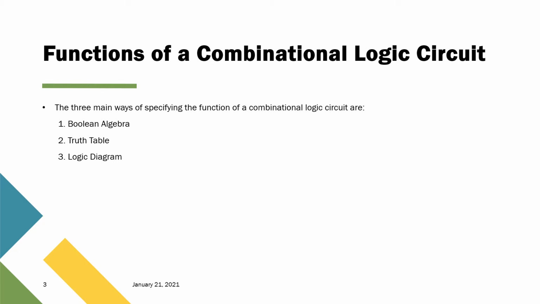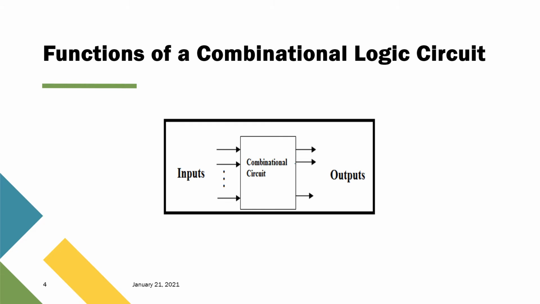Number three, logic diagram. This is a graphical representation of a logic circuit that shows the wiring and connections of each individual logic gate. In precise, a logic diagram is an implementation of a logic circuit. It is a simple diagrammatic explanation of a combinational logic. It has inputs and outputs and no memory.